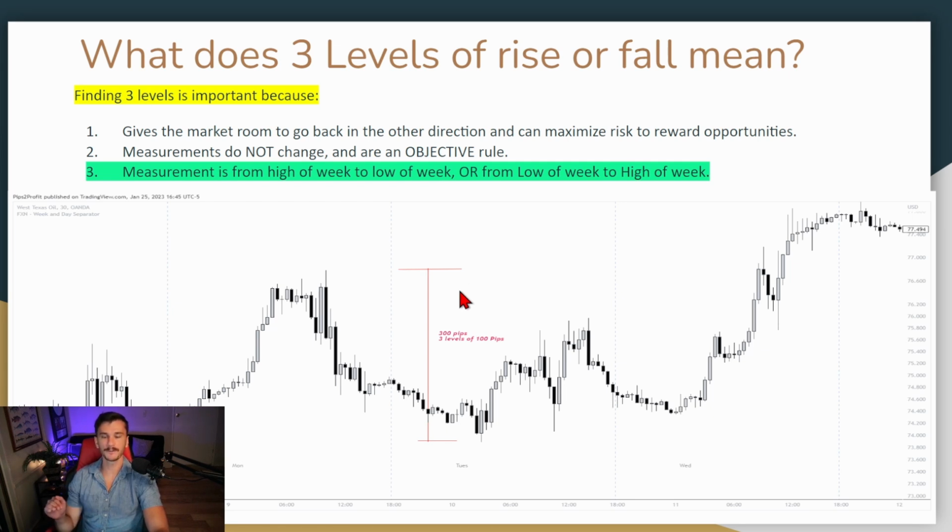You want to measure from the highest point or the lowest point, depending on the direction of the market's travel. You can see that Monday has opened up down here, traded higher, and then has traveled back down. So from the high of the week down to the current low of the week is 300 pips. This is West Texas oil on the 30-minute chart. In this instance, this is 3 levels of 100 pips, almost perfectly from high to low. And you're going to find that that gives you a lot of times a good strike zone for your trades.